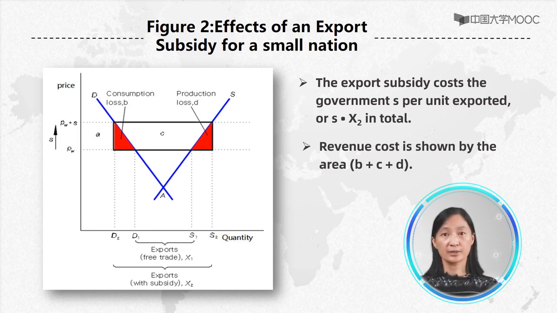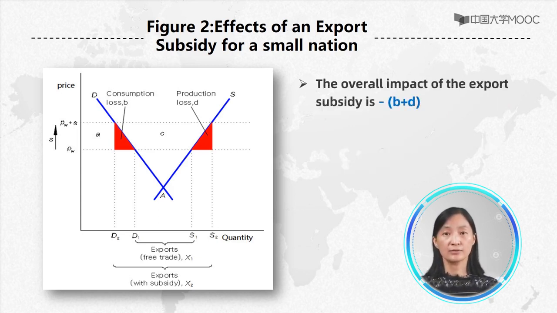Adding up the impact on consumers, producers, and the government revenue, the overall impact of the export subsidy is minus B plus D. So an export subsidy unambiguously leads to costs that exceed its benefits. The result that an export subsidy leads to a deadweight loss for the exporter is similar to the result that a tariff leads to a deadweight loss for an importing country.